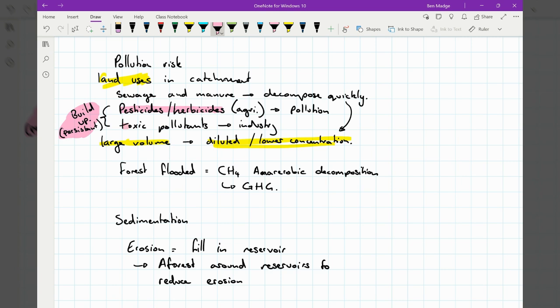Or we might have toxic pollutants from things like industry. So this might be things like mining or like metal smelting. These produce persistent pollutants that will remain in the water for a long time and be difficult and expensive to remove.